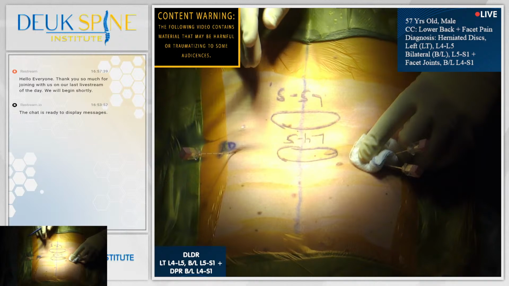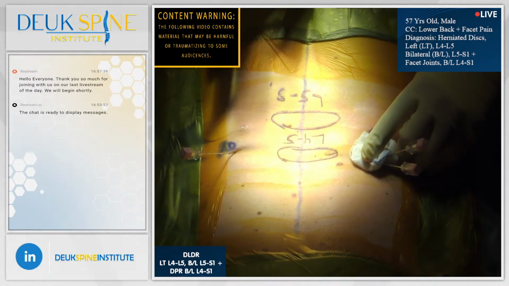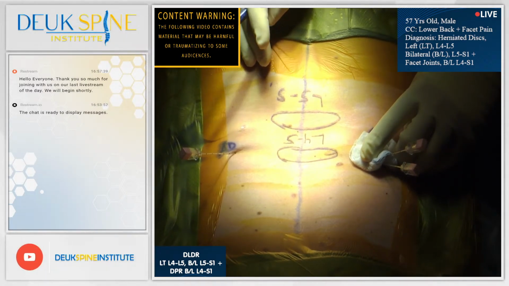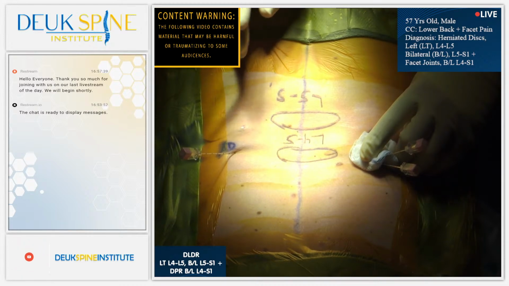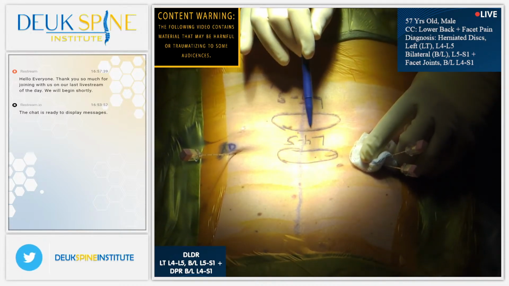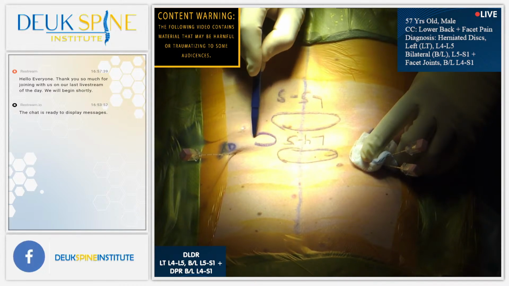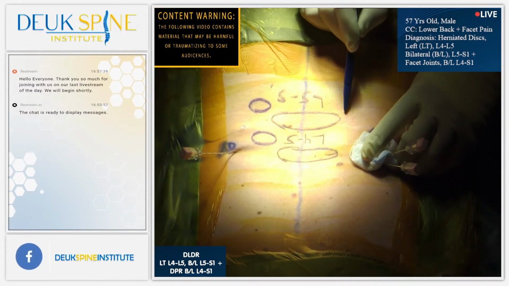Welcome back. Now you can see why diagnosing chronic back pain is so difficult for most doctors, because there are so many potential causes. But at Deuk Spine, we've developed a system for diagnosing back pain very quickly and very accurately. This patient, we diagnosed with back pain from different sources, specifically his L4-5 facet joint, which you just saw, L5-S1, both sides.